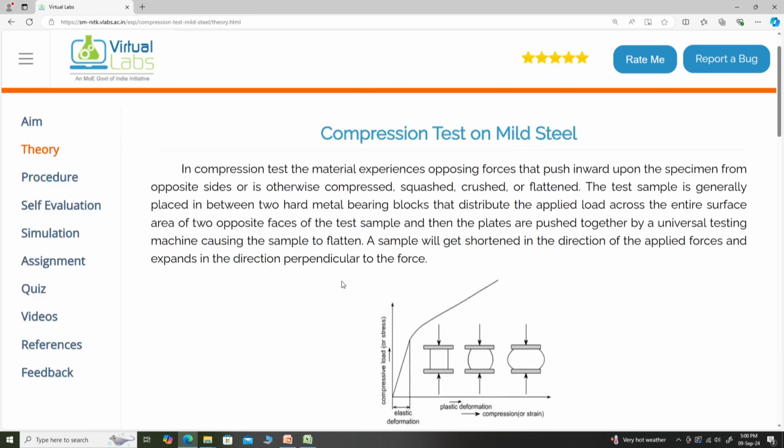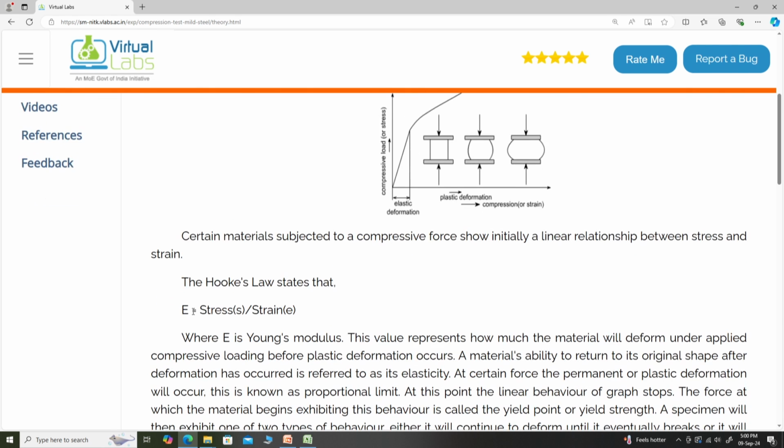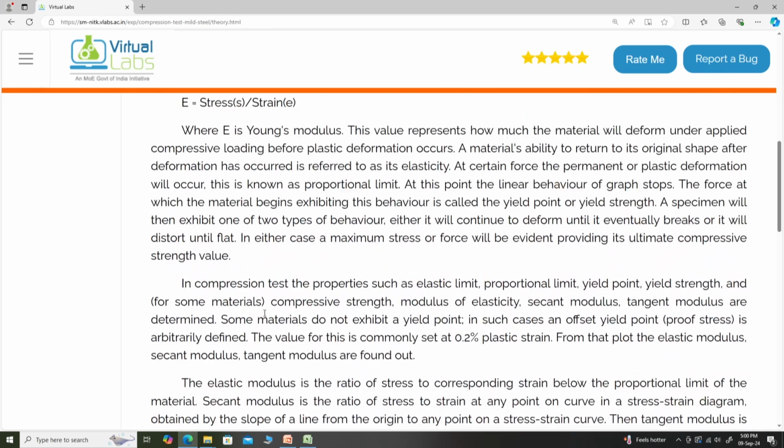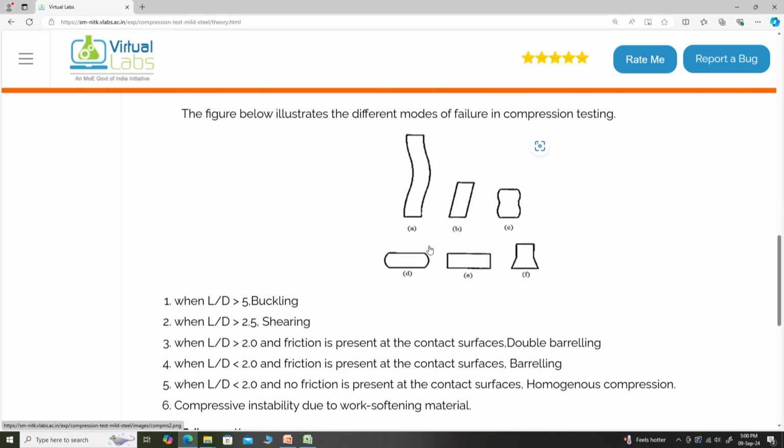The theory is that elastic deformation would be there, and plastic deformation would be there. The law used here is Hooke's law again, where E is equal to stress by strain, that is Young's modulus. You can see different specimens behave differently depending upon the length by diameter ratio. If L by D is more than 5, it is buckling. If L by D is more than 2.5, it is shearing. If it is more than 2 and friction is present at the contact surfaces, it is double barreling. Double barreling is the C part that you could see here.